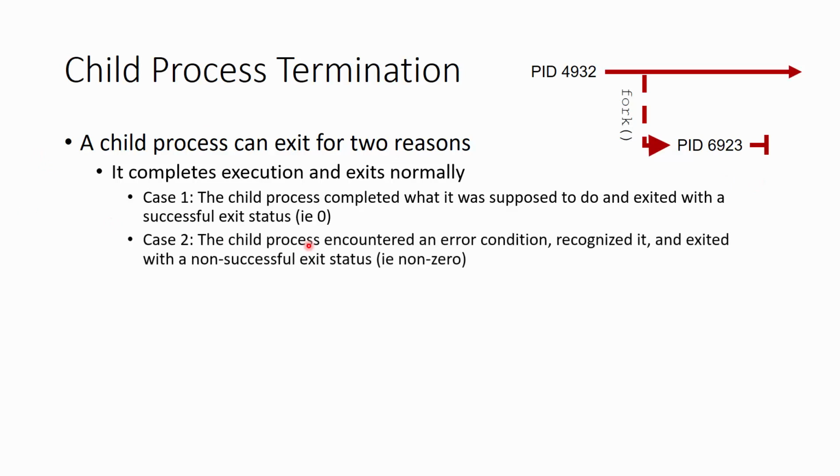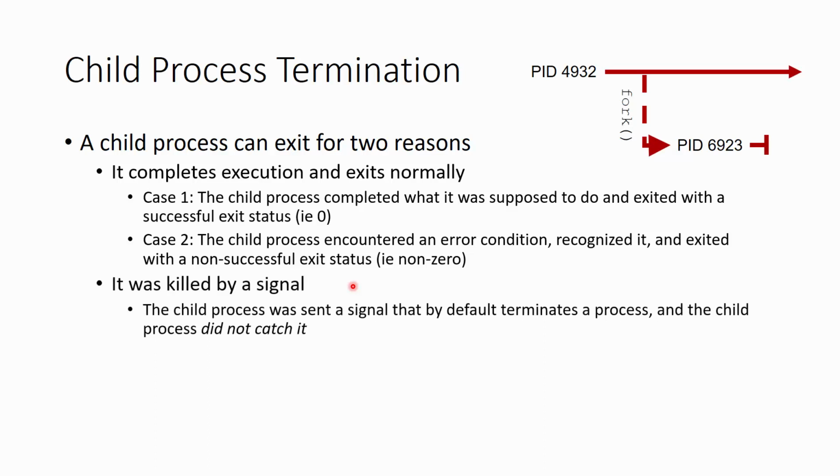The other case might be that the child process encountered some error condition or some other event that caused it to want to terminate early, so it goes ahead and exits itself, kills itself off, and it returns some non-zero exit status. There's no problem with that too. Either one of these, though, it's the child process that is doing the exiting for whatever reason.